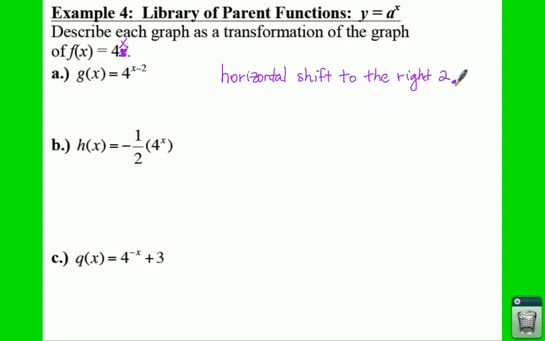Remember, if it's with your x, it's got to be horizontal. If this was a negative 2 afterwards, then that's going to be a vertical shift.